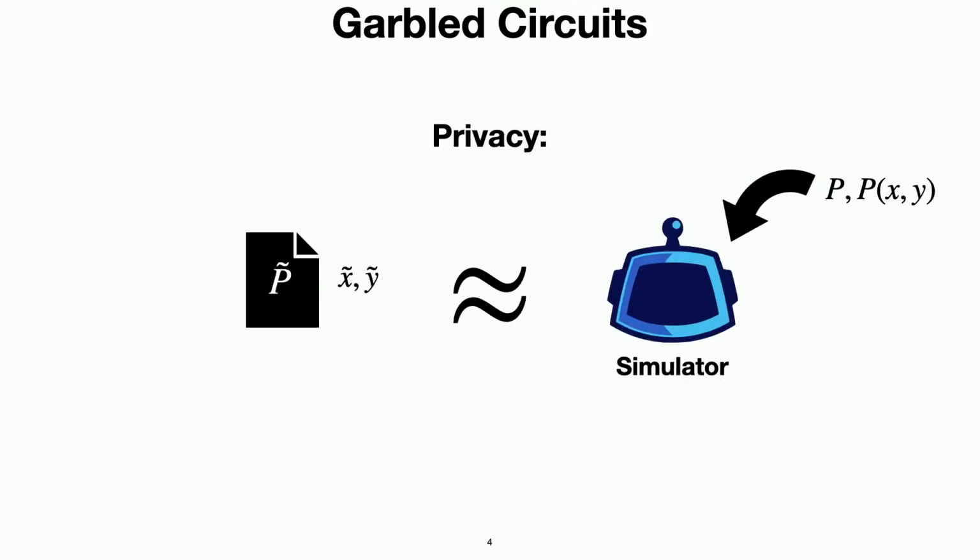Just very quickly, the security definition you really care about is privacy, which says that the stuff the evaluator sees can be simulated from the output of the program and the program itself.